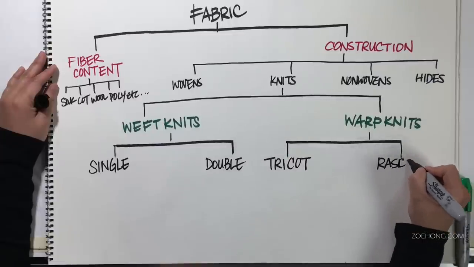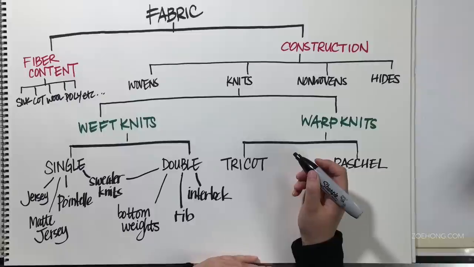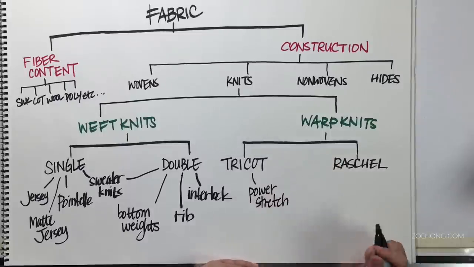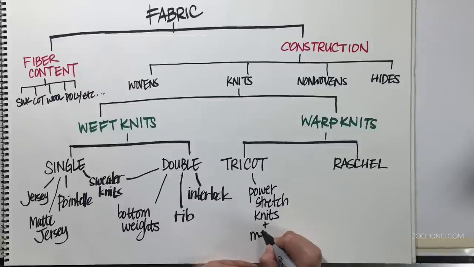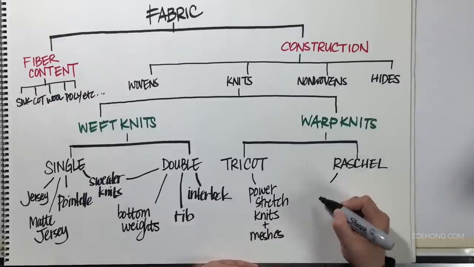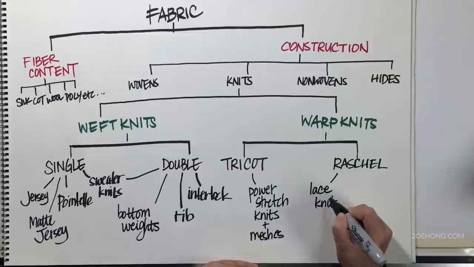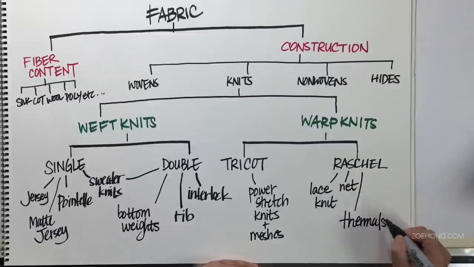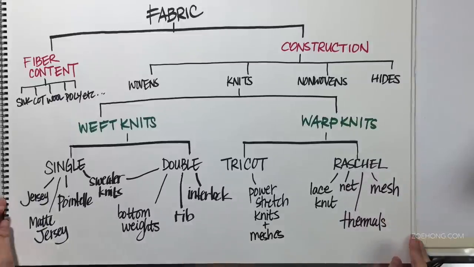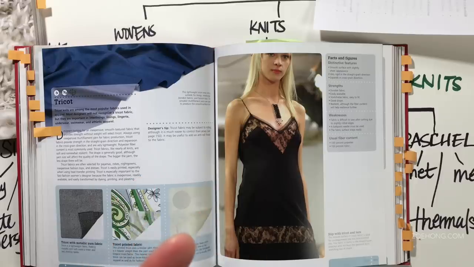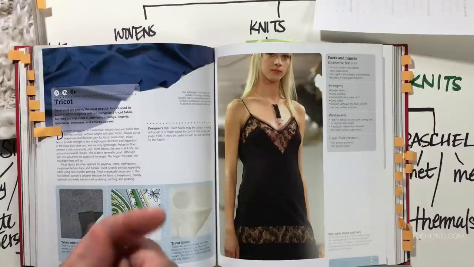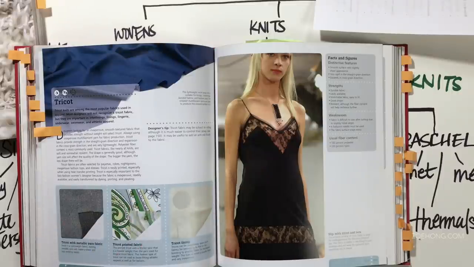Warp knits are more rigid in the straight grain and are divided into tricot knits and Raschel knits. And tricot knits, they are often used in inner linings and linings, lingerie, underwear, swimwear, and athletic apparel. Tricots have smooth surfaces, usually fine gauge, dense stitches, they snag easily. They roll when cut, but not as bad as jerseys.